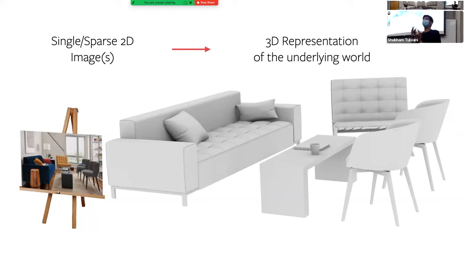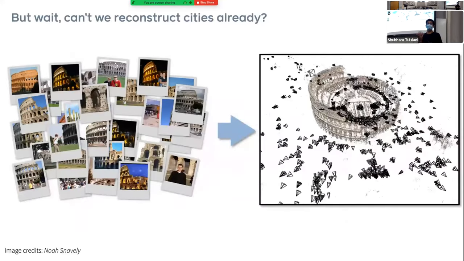But if I express this goal to you, that I want to be able to infer 3D representations from images, and you're just cursorily familiar with the successes of computer vision, you may wonder why this is a challenge. Can't we reconstruct cities already? For example, this is one result, I think from 2005, from Noah Snavely and colleagues, which really caught the attention of the computer vision community, where they showed that using just internet images that people every day have taken of this particular Colosseum, they could reconstruct it in 3D and also figure out where each of the images were taken.